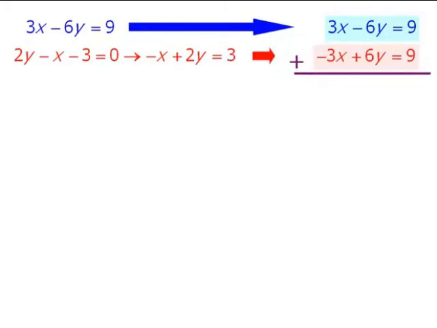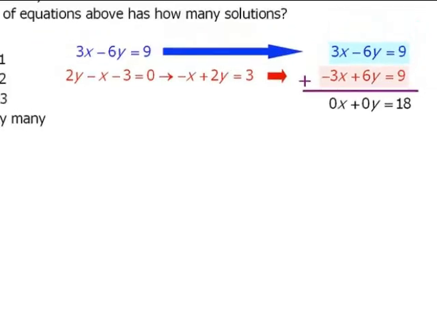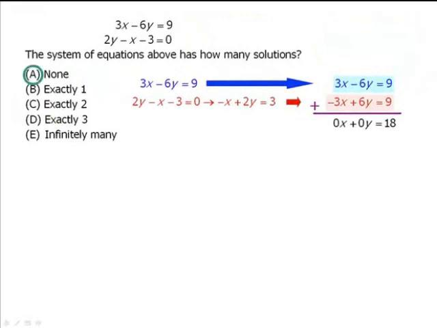To begin, we have 3x plus -3x. This gives us 0x's. Similarly, -6y plus 6y equals 0y. And finally, 9 plus 9 equals 18. As you can see, there are no solutions to this equation, so our answer must be A.